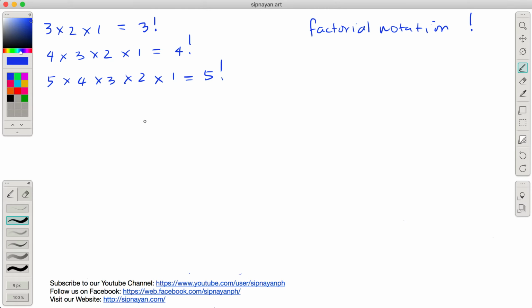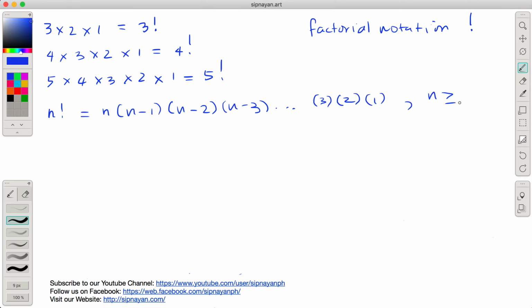So, I think nakikita nyo na. Pag sinabi natin n factorial, so this is equal to n times n minus 1, yung susunod na mas mababang integer, tapos n minus 2, susunod na mababa, n minus 3, and so on, hanggang makarating tayo sa 3 times 2 times 1. Okay? By the way, yung n natin dito ay greater than or equal to 1. So, hindi pwedeng negative ang n natin. Ginagamit lang natin yung factorial sa positive integers.